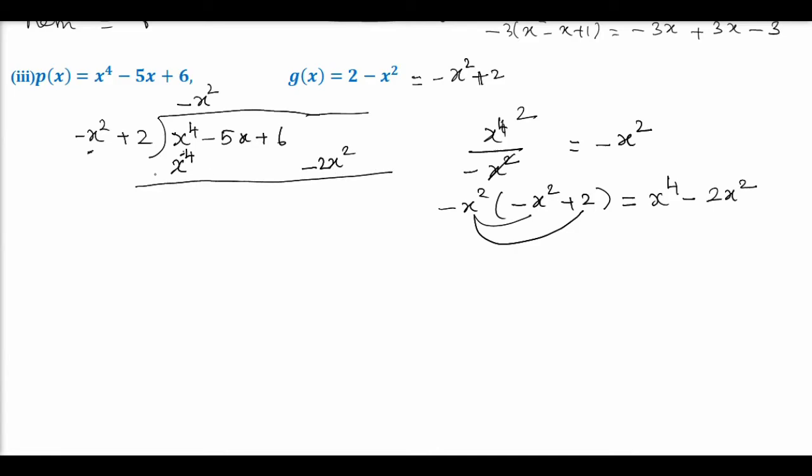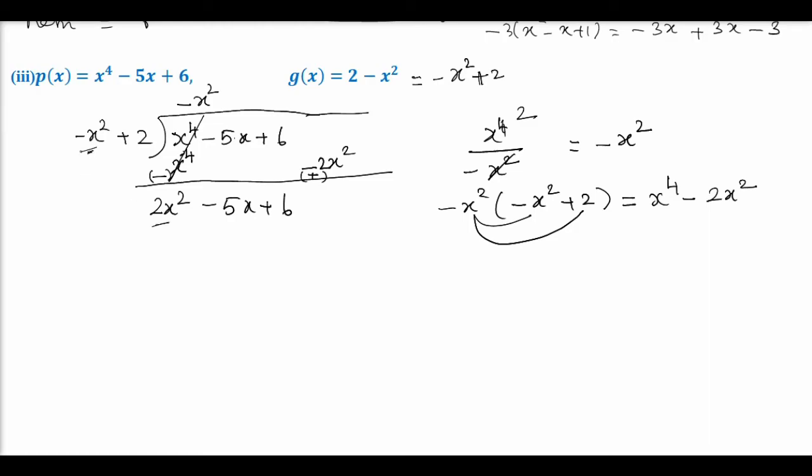Now let's subtract. In order to subtract, we need to change the sign of the second term. So now x power 4 minus x power 4 gets cancelled, and beware that you have to write the highest degree term first. So 2x square will be in the front. Then you write minus 5x plus 6 as it is, because you don't have any x square term or x term or constant term to combine. So we write the three terms as it is. Alright. Now this is our new dividend.